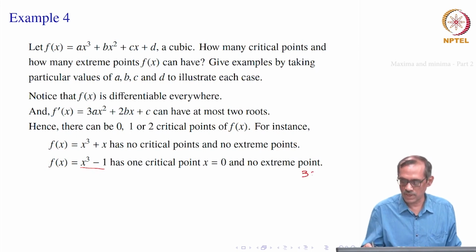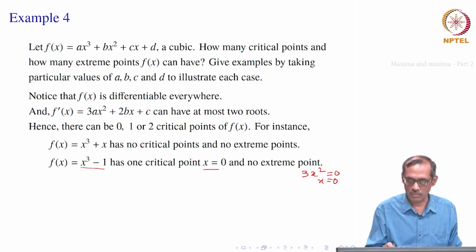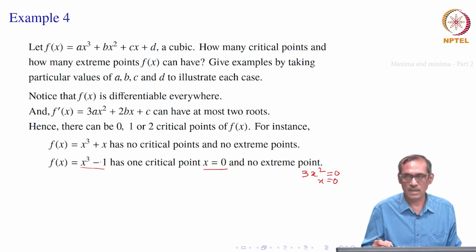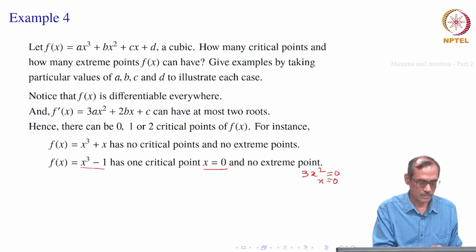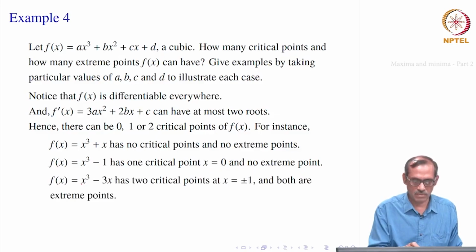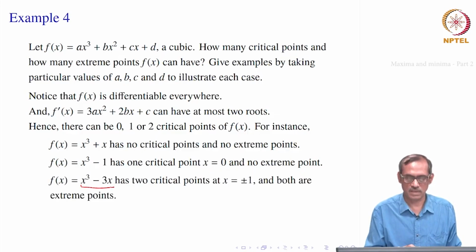Its derivative is 3x squared. You want critical points, so equate that to 0, and we get x equal to 0. So, 0 is a critical point. But it is x cubed minus 1, again growing, with minus 1 shifted. So, it also has no extreme point, but it has one critical point. If you take x cubed minus 3x, another example, then where are the critical points?